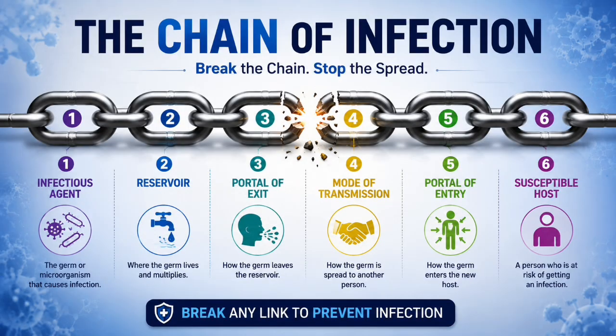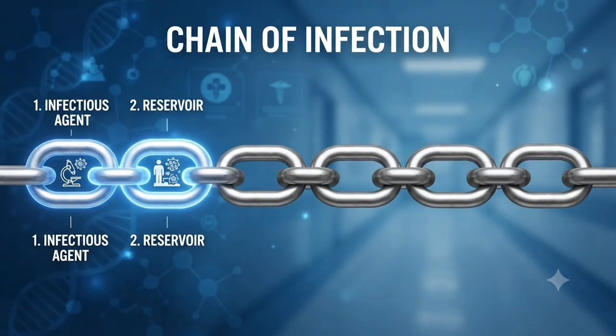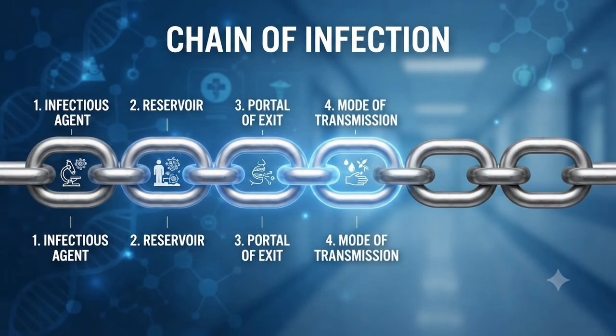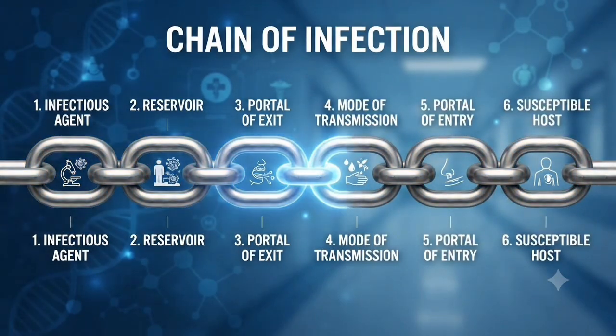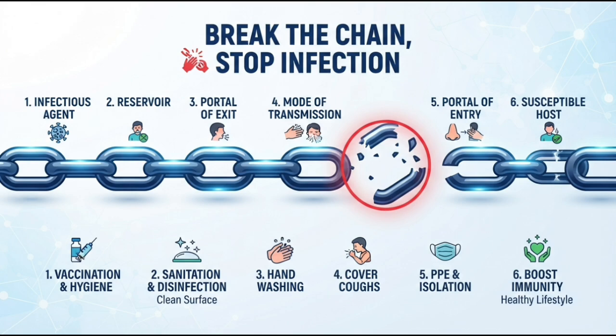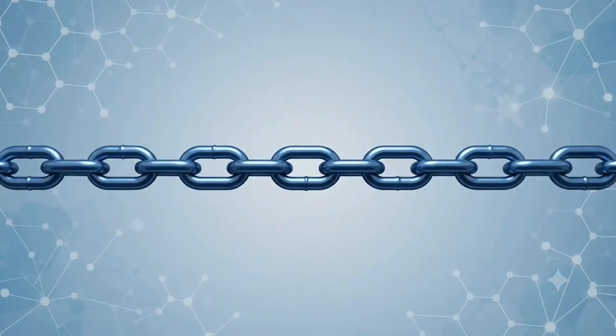Germs spread through something called the chain of infection. If we break even one link in this chain, the infection cannot spread. It has 6 links: agent, reservoir, exit, transmission, entry, and susceptible host. Breaking any one link of the chain prevents germs from spreading and stops infection transmission.